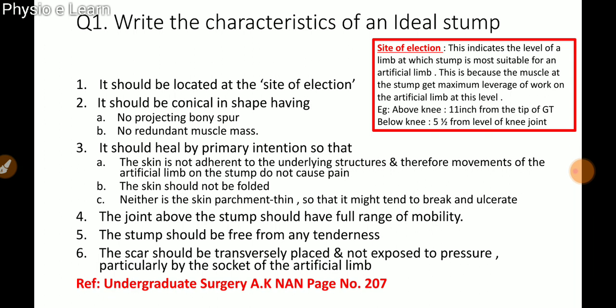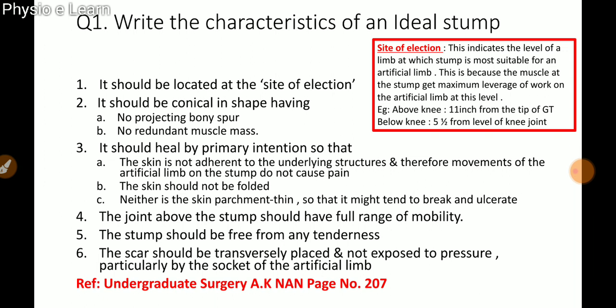that is the prosthesis. This is because the muscles at the stump get maximum leverage of work on the artificial limb at this level. Example, for above knee amputation, 11 inches from the tip of the greater trochanter will be the site of election, and for below knee amputation, 5.5 inches from the level of the knee joint should be the level of amputation or site of election.